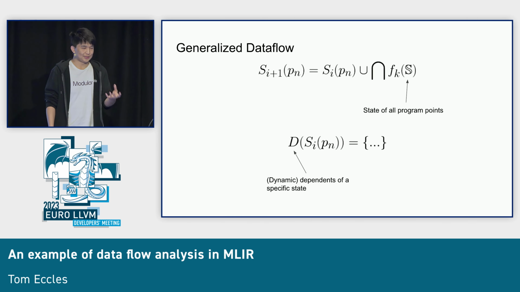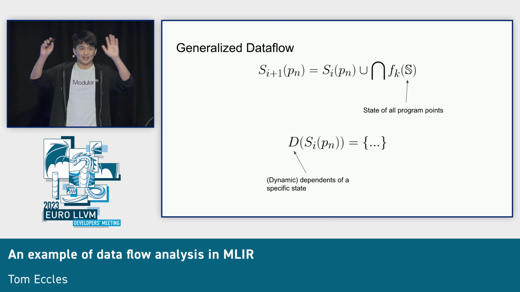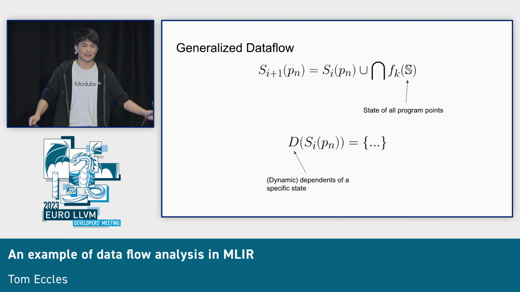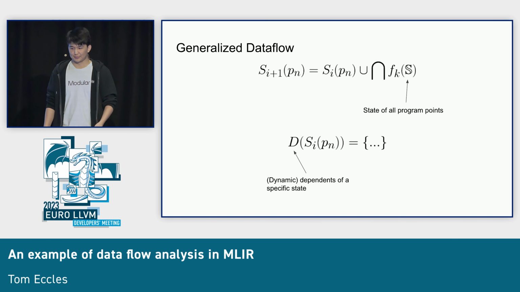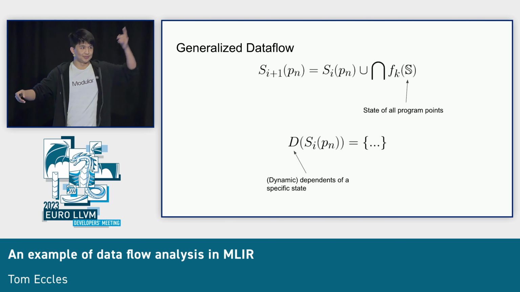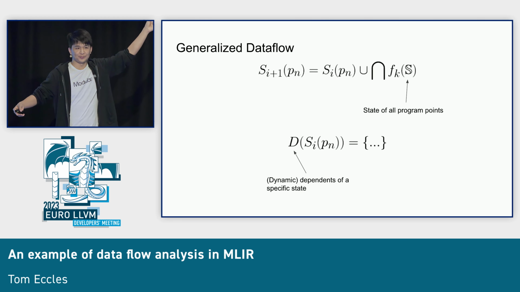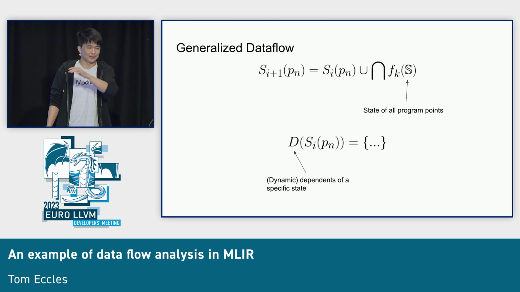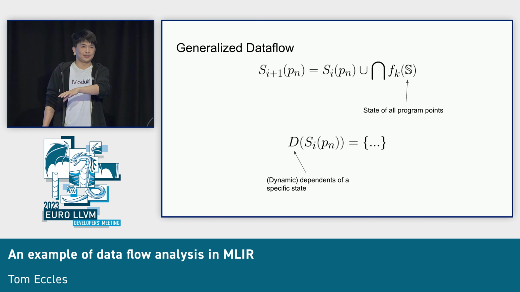And what does it mean for data flow to be generalized? It means that a transfer function can access the entire program state at any given point, right? I can start from the bottom of a function and read the constant value of, I don't know, like a callee somewhere, right? Or I can start at the bottom of a loop and read the memory state at the beginning of the loop. I can do anything I want, and so you can, in theory, implement any equation you want.